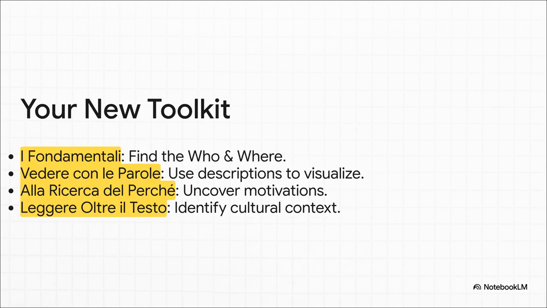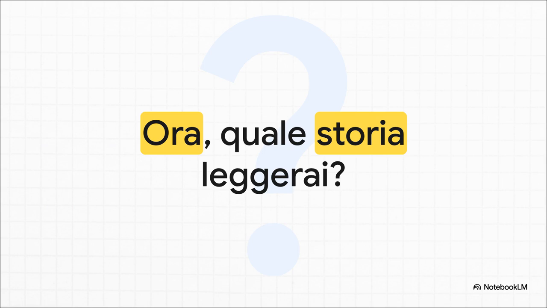So there you have it. Your brand new toolkit is packed and ready to go. 4 simple but really powerful strategies. Find the who and where. Use descriptions to visualize. Uncover motivations, and identify that all-important cultural context. With these 4 tools, you're not just a passive reader anymore. Not at all. You're an active detective, a decoder of meaning, and you're ready to unlock whatever story you want. So the only real question left is, what story are you going to read next?